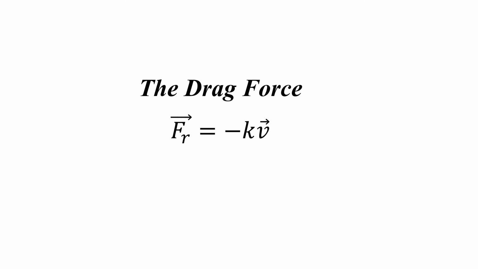In this video, we're going to take a look at the drag force, or sometimes it's known as the resistive force. And so the equation is Fr, for resistive, equals negative kV. However, sometimes the equation is written Fd, for drag, is equal to negative some other letter, B is a very common one, times V as well. Let's jump right into a problem.